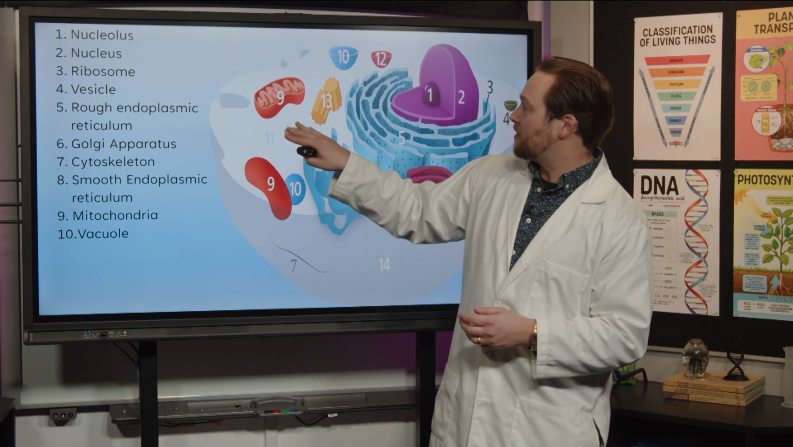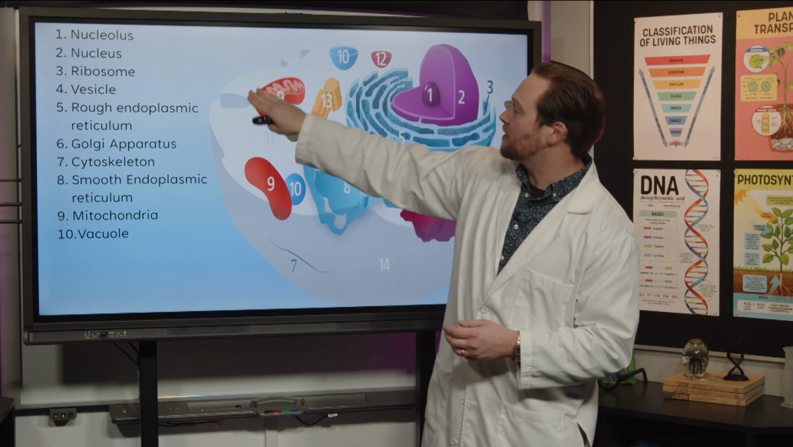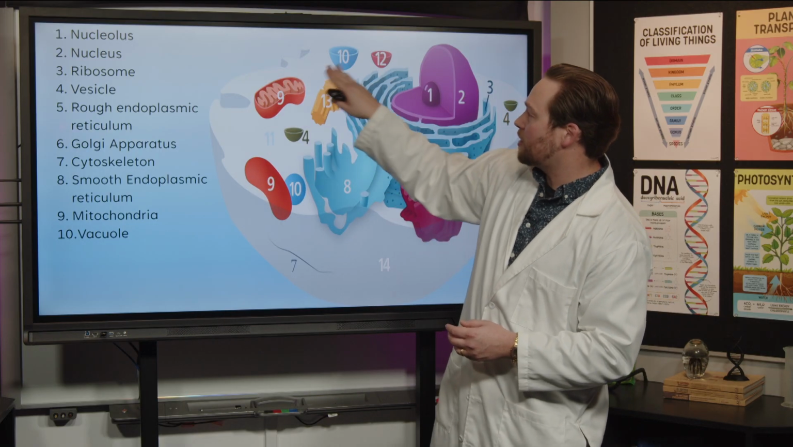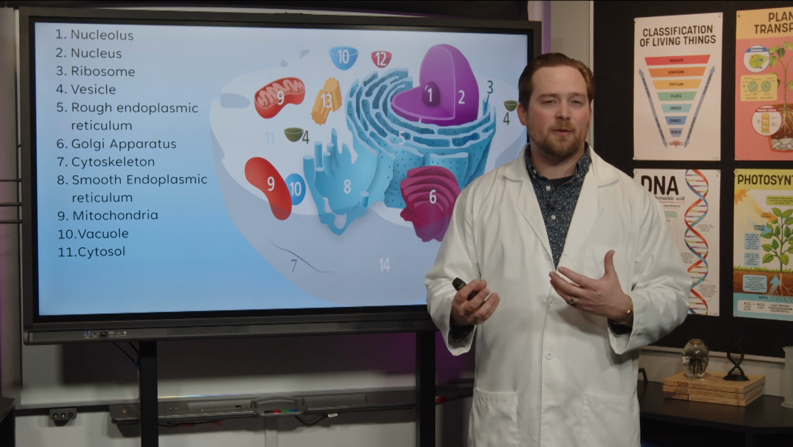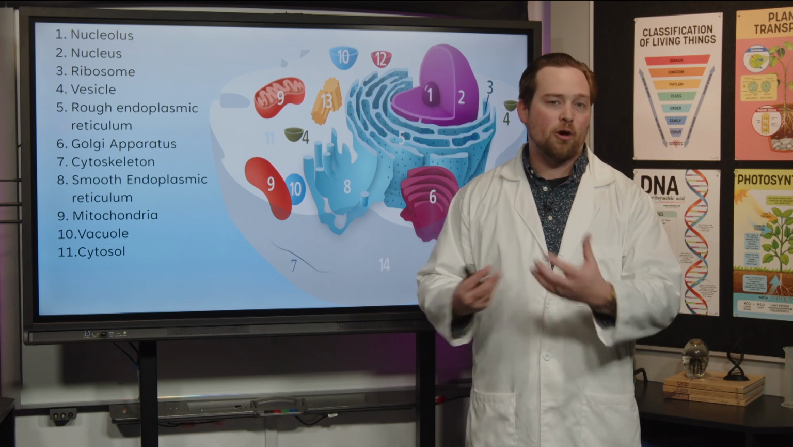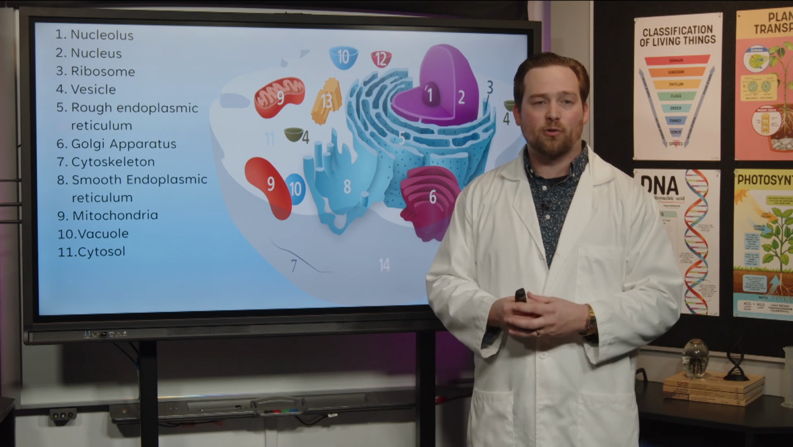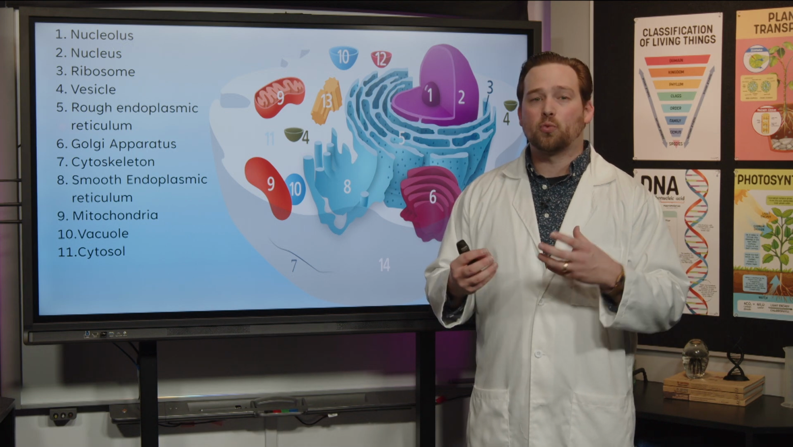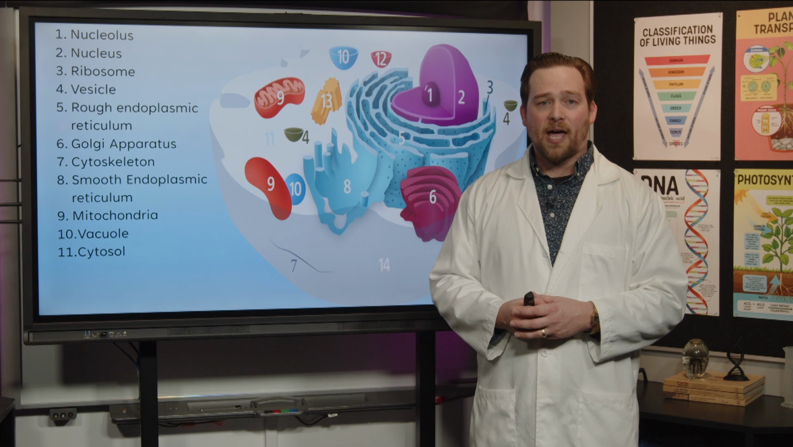Okay, so number 11 is just all of this white area out here. It doesn't look like it's filled with anything, but it's actually filled with a jelly-like substance, okay? So this is called the cytosol, and a lot of times people use cytosol and the word cytoplasm interchangeably. They're not exactly the same thing, but here either one would work. And so cytoplasm or cytosol is basically just what fills up the rest of the cell, okay? Okay, great, so let's go to the next one, 12.